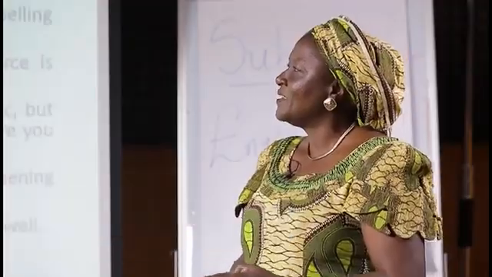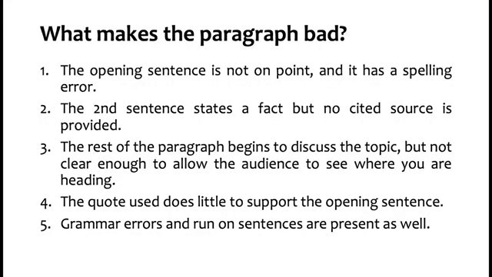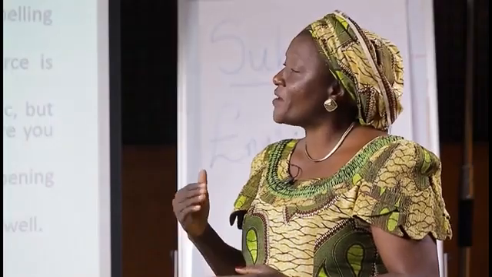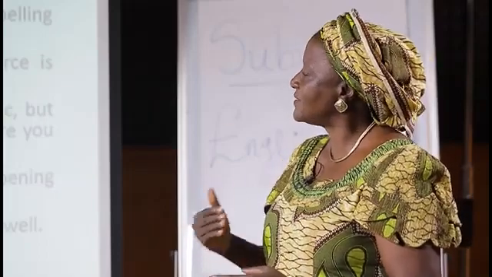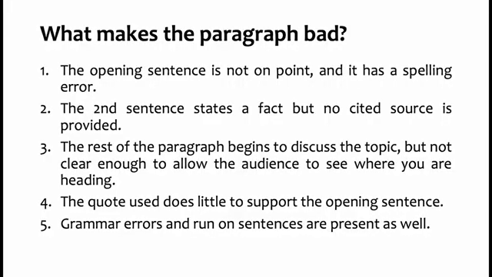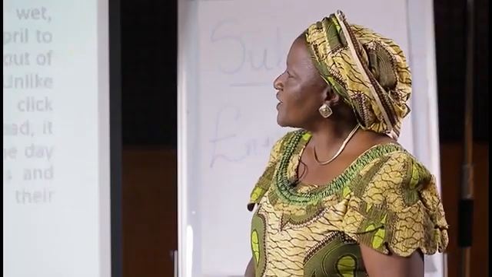Number 1, the opening sentence is not on point and it has a spelling error. For those of us reading along, you could see spelling mistakes there. Number 2, the second sentence states a fact, but no cited source is provided. Number 3, the rest of the paragraph begins to discuss the topic, but not clearly enough to allow the audience to see where you are heading. Number 4, the quote used does little to support the opening sentence, and we had grammar errors running through the sentences. So let's move on to see a good paragraph.